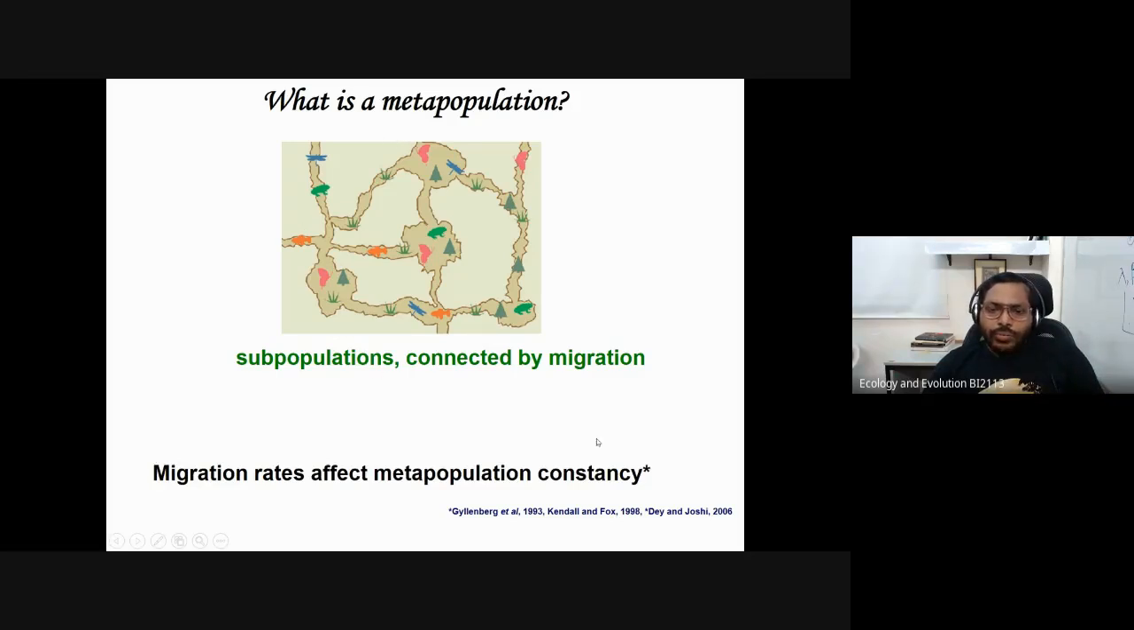Now, one of the well-known theoretical results, and an experimental result from my own study previously, was that when you change the migration rate across these subpopulations, that can change the amplitude of fluctuation at the metapopulation level. So that's what I mean by saying migration rates can affect metapopulation constancy. So when you are studying the effect of ALC over here, you also need to factor in migration rate as a variable, because it is entirely possible that ALC can have one effect at one migration rate and another effect at a different migration rate.